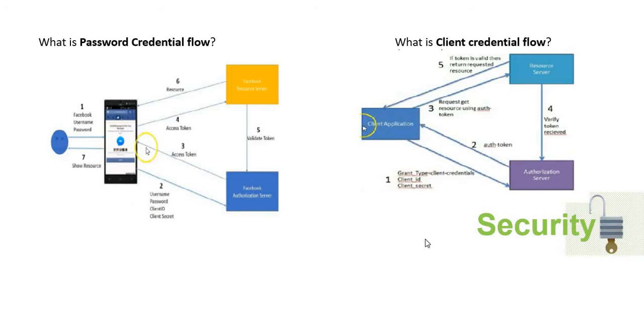A few points are common for all the flows. The authorization token we use to exchange between different parties is the JWT token. Whenever the client sends a request to the resource server or auth server, the client needs to send the token in the header.